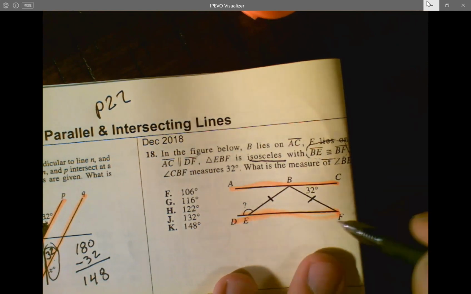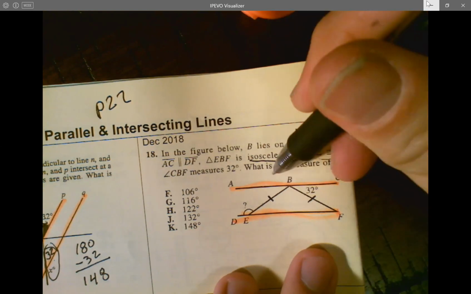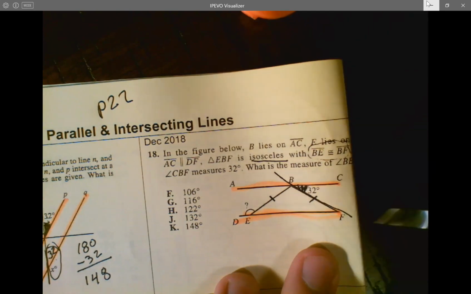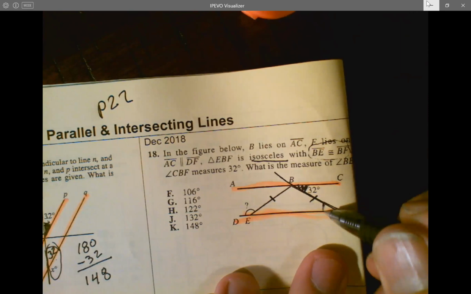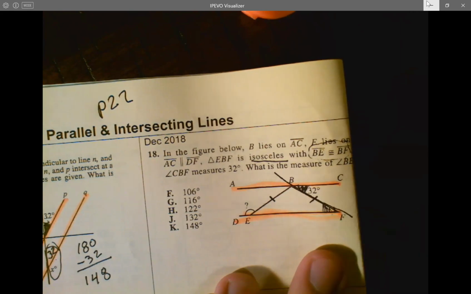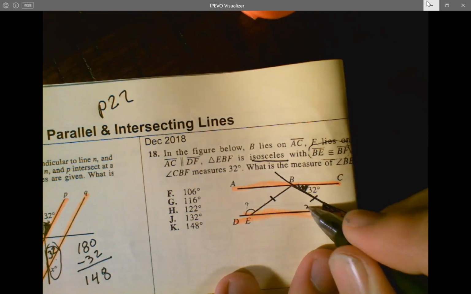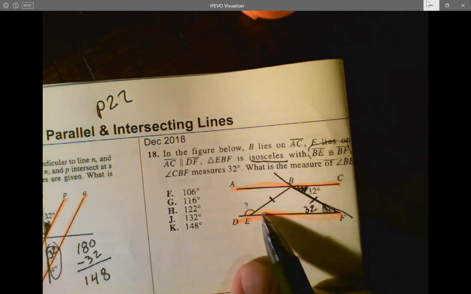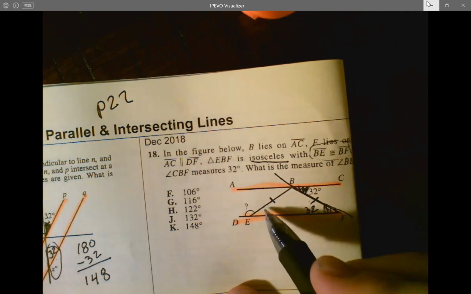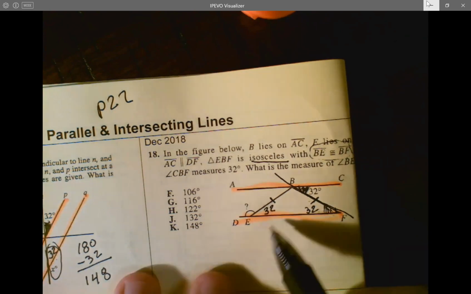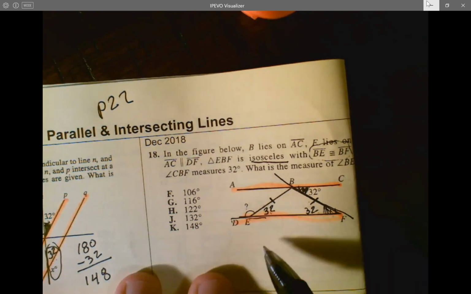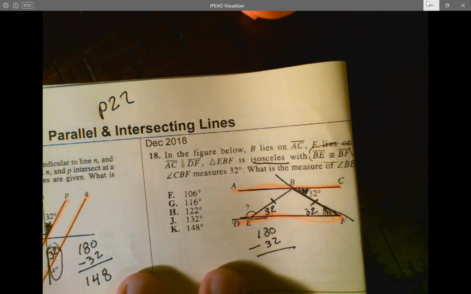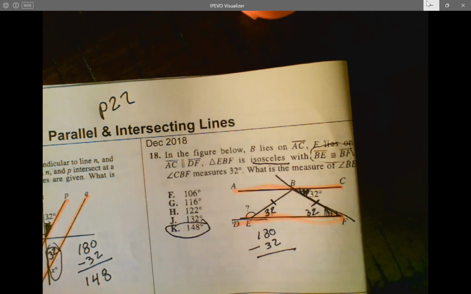Now, these lines are parallel. If I extend this line a little bit, do you see how this angle here and this angle down here, they're going to be the same measurement? They're alternating interior angles. So if that's 32, so is this one. And if the two sides are equal in the triangle, so are the two base angles. So if that's 32, so is this one. And then again, here we see this straight line again. So I'm going to take my 180 and subtract 32 from that. And I'm going to wind up with letter K, 148.